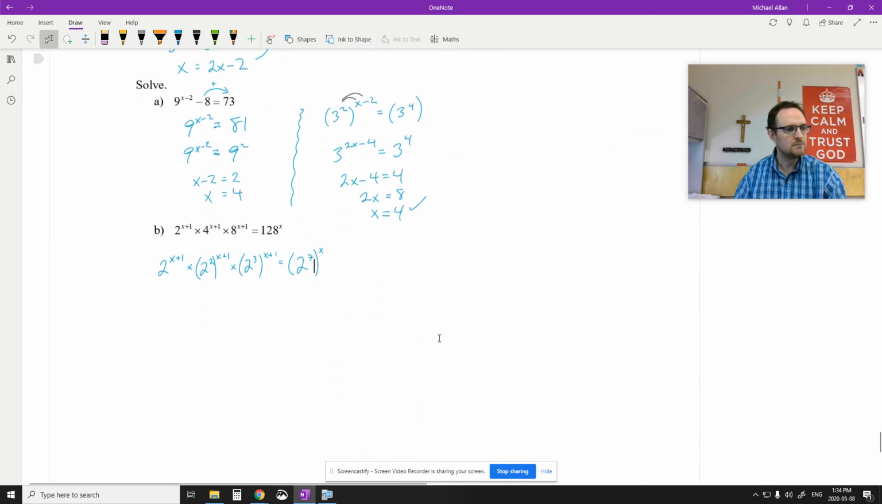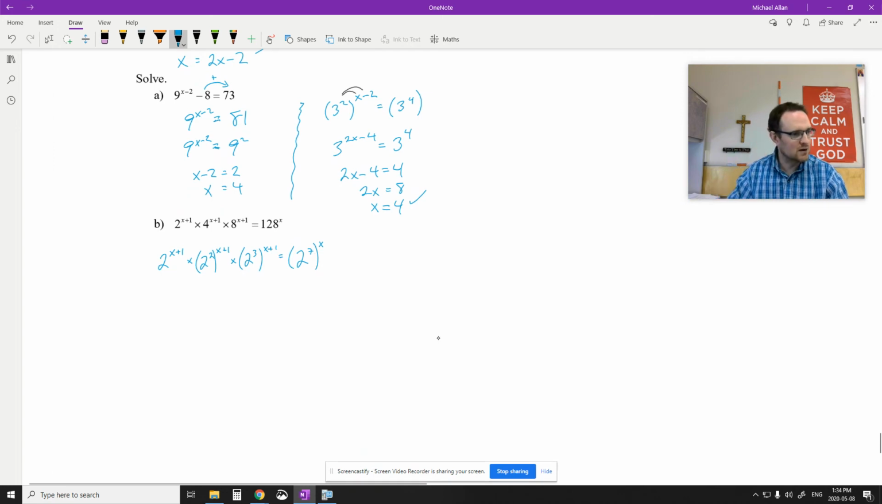Yeah. So now I'm going to use my power to the power rule. So I got 2 to the power of x plus 1. That's not going to change. Then here I have 2 to the power of 2x plus 2. So remember that you're going to do the whole distributive property. When you multiply these out, you got to make sure to multiply it to both those pieces. So this would be 2 to the power of 3x plus 3. And this one's going to be 2 to the power of 7x.